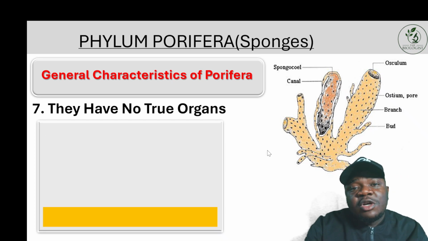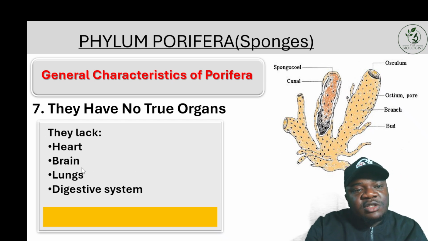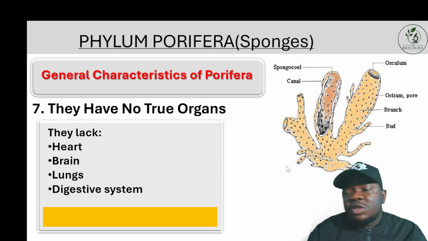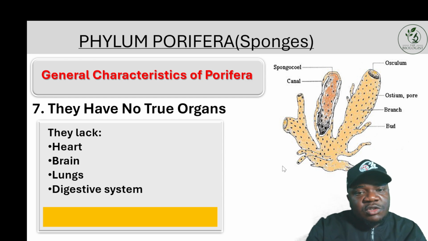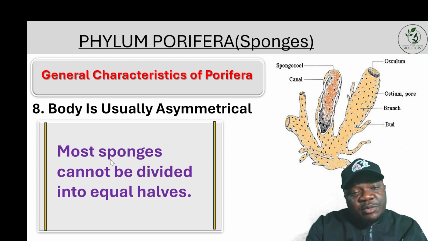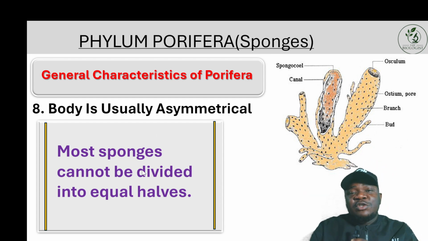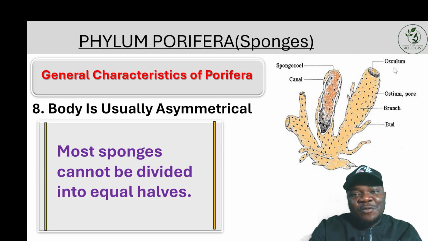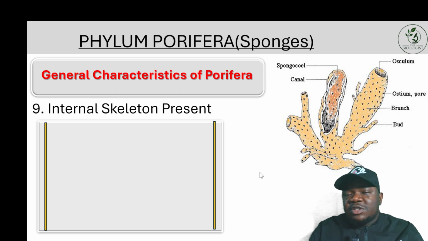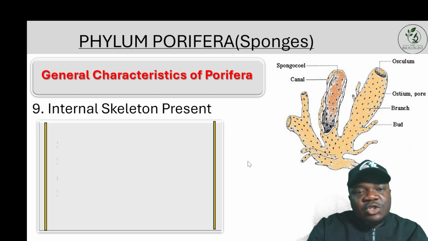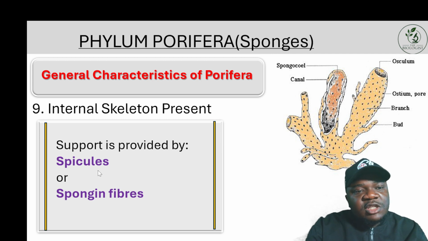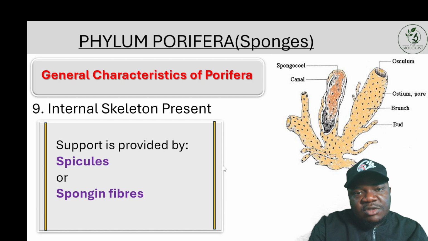All right. They have no true organs, so they don't possess a heart, a brain, or lungs. They don't have any digestive system. Because of their body architecture, they don't carry those structures. The body is usually asymmetrical, because it cannot be divided into equal halves. Look at how the body looks; it cannot be divided into equal halves. You can see how asymmetrical it is. An internal skeleton is present, a kind of skeleton which is not like that of vertebrates, and it is supported by spicules or spongy fibers.